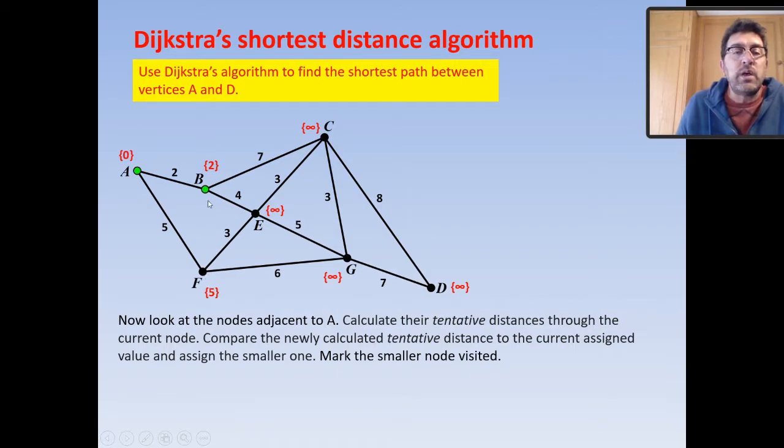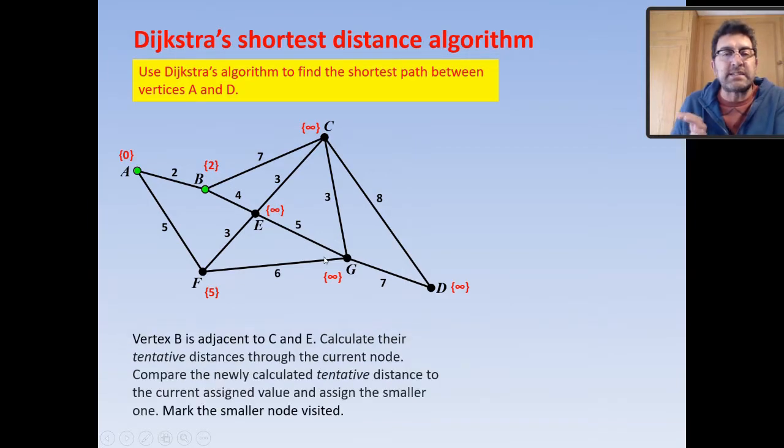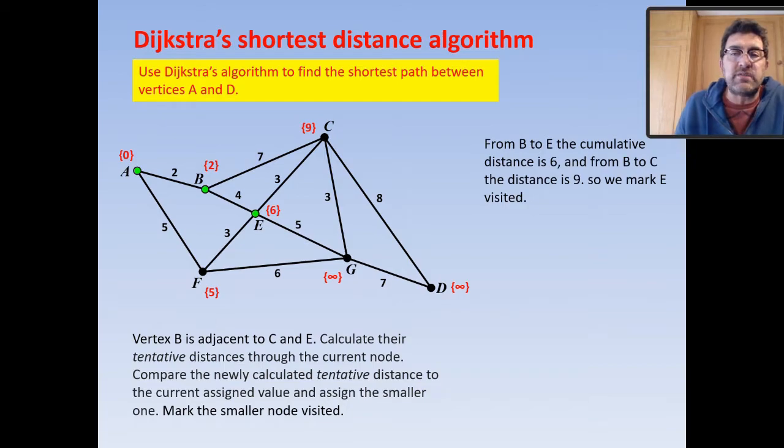Of the two, B is the smaller one, the smaller weight. So I go to B and have a look. The two adjacent vertices will be E and C. If I go from A through B to C, it's 2 plus 7, which will make that infinity a 9. From A through B to E, it will make this infinity a 6. That is what the algorithm says we have to do.